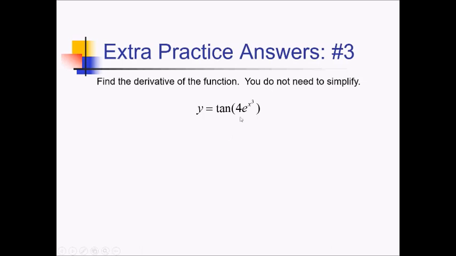For this one, we're going to be using the chain rule to take the derivative. So our outer function, we have tan of something. Derivative of that is going to be secant squared of something, of 4e to the x cubed.